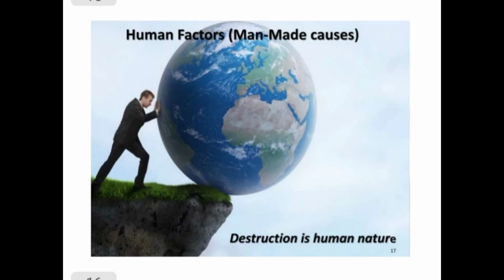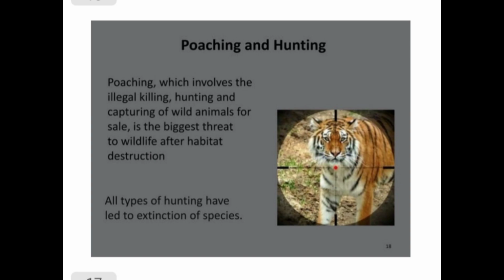Human factors that also destroy our wildlife are poaching and hunting. Poaching includes the illegal killing, hunting and capturing of wildlife for sale. It is the biggest threat to wildlife after habitat destruction. All types of hunting have led to extinction of species.